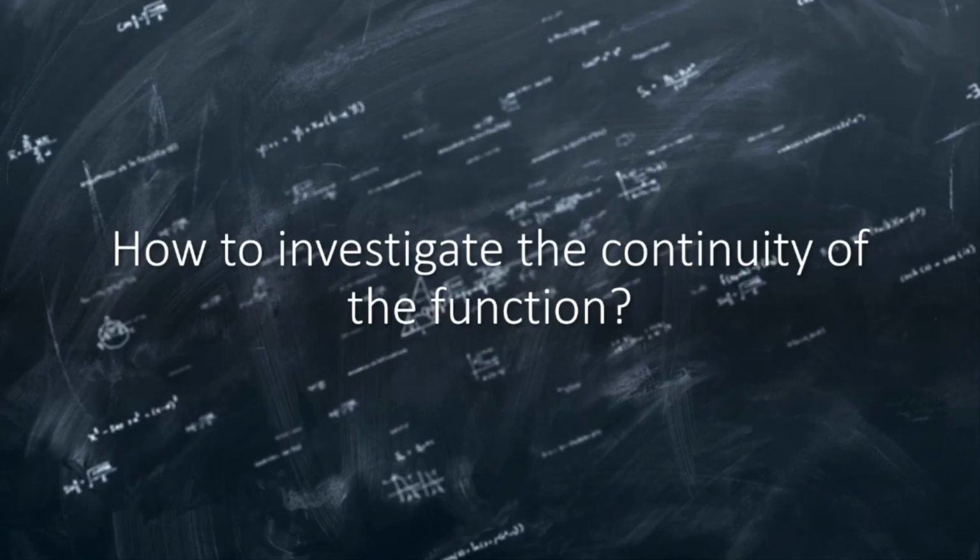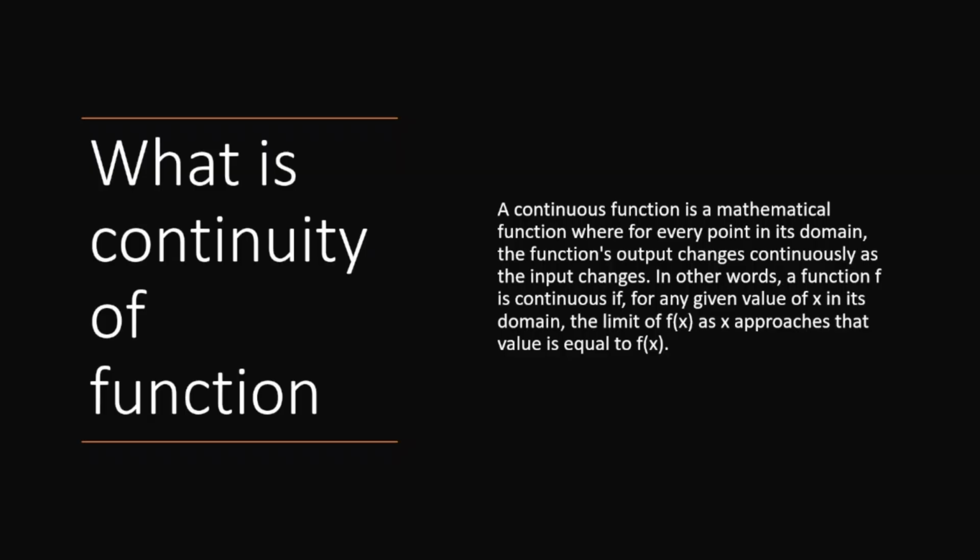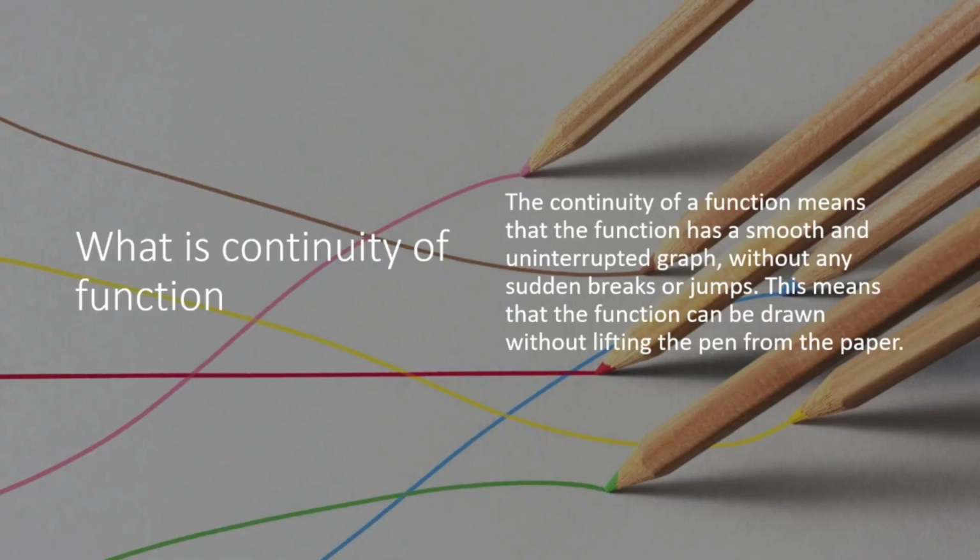First of all, I will present you a definition. I think the formal one, which is here, is not quite understandable, so I wrote a less formal one, which is really easy to get. The continuity of a function means that the function has a smooth and uninterrupted graph, without any sudden breaks or jumps. This means that the function can be drawn without lifting the pen from the paper. Maybe it's not a really mathematical definition, but I think it's quite easy to understand.